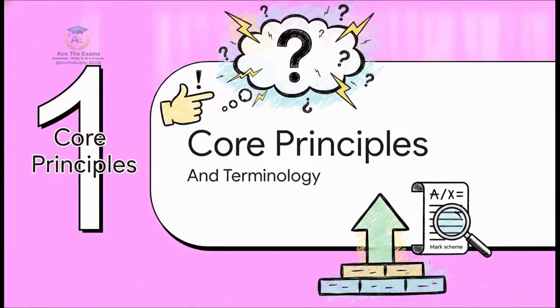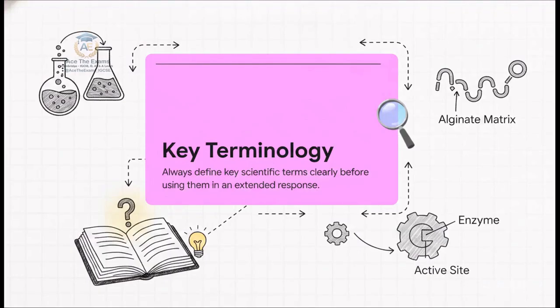Section 1. Core Principles and Terminology. So, how do we actually build that required precision? Well, principal examiner reports highlight a consistent, really devastating confusion of key terminology in this exact topic. Let's look at the absolute foundation of the mark scheme. The critical rule is this: always define key scientific terms clearly before using them in an extended response.